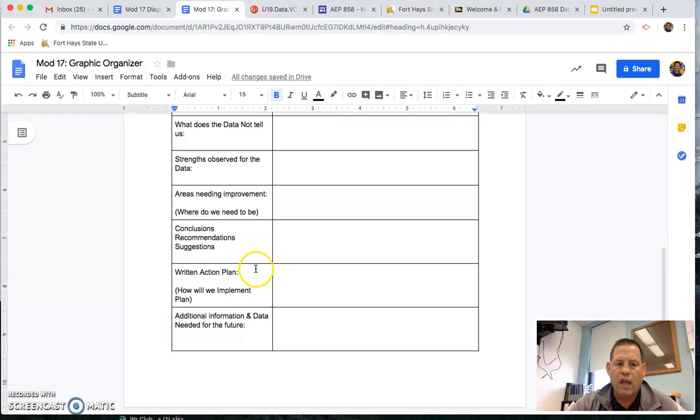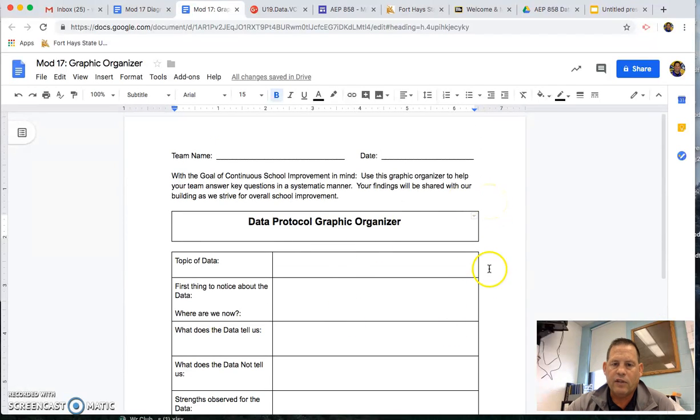And then after the conclusions, they're going to have a written action plan, how they're going to implement that plan, and then any other needed data or information that they would like to talk about. So this will help them utilize some of the information that we have learned in this class, which is that continuous school improvement is very important to study in a logical, systematic manner in order to reach our goals and try to improve on what we've done.